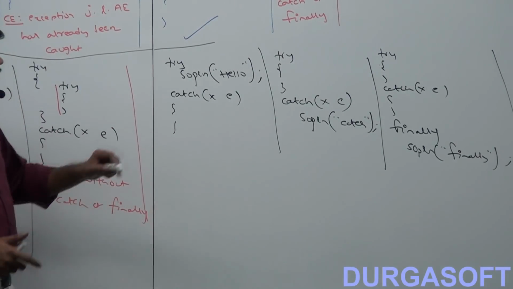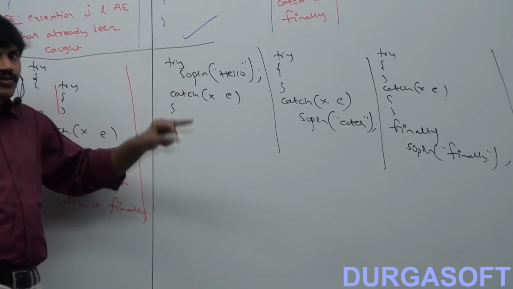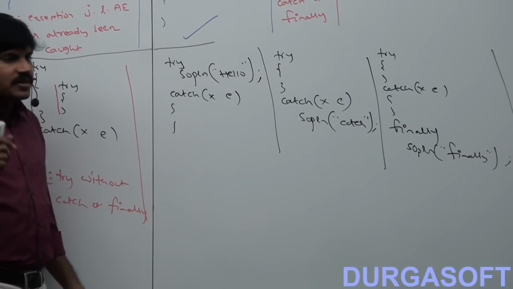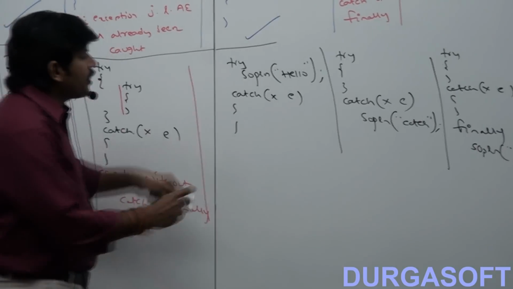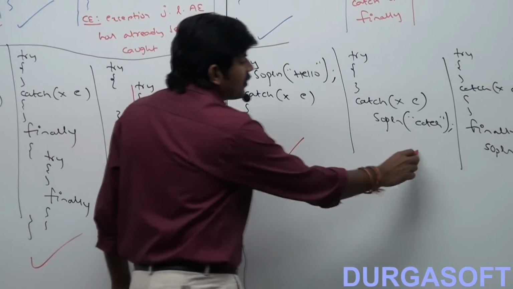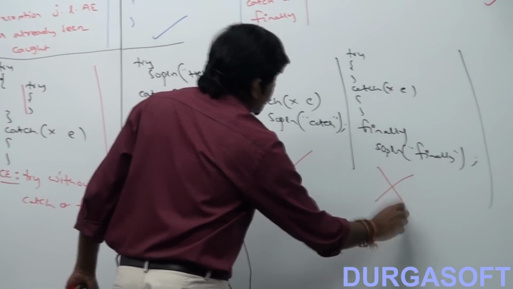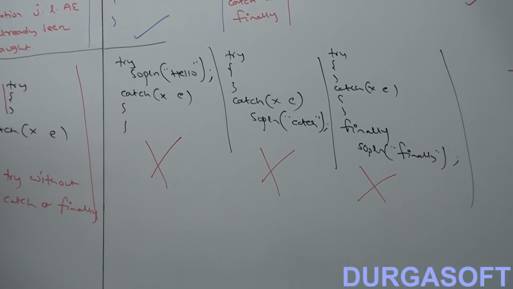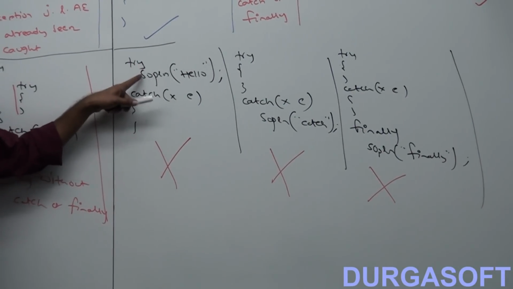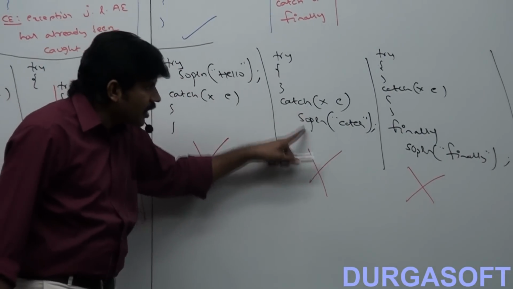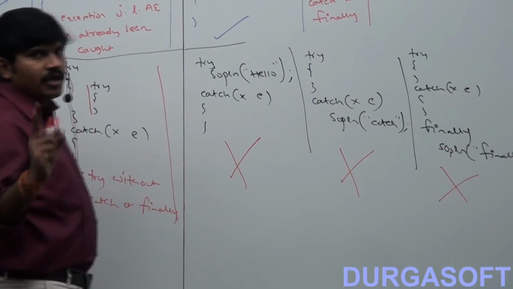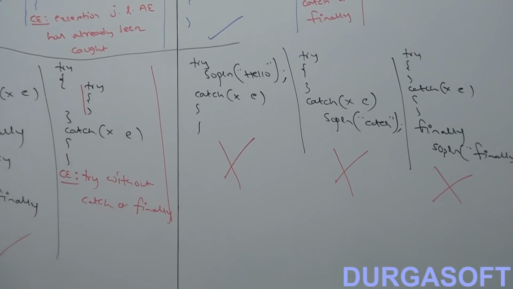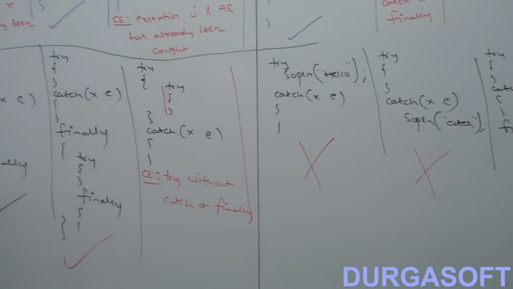Make sure for a try catch finally, curly braces are mandatory. By mistake, if you are not taking curly braces, you are going to get a compile error, invalid. You are not taking curly braces for try, for catch, for finally. That's why make sure for try catch finally, curly braces are mandatory, right?